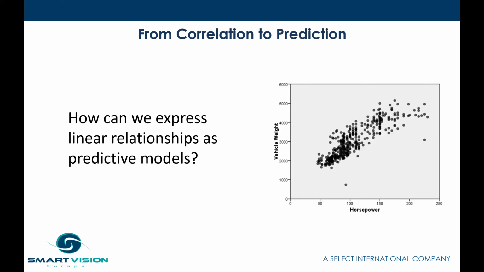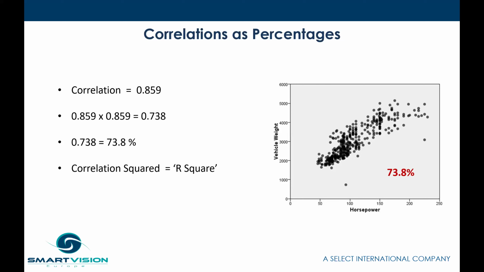So how can we express these linear relationships as models? How can we go from saying, all right, there's a 73.8% fit, this is a really good way to, using horsepower, predict the weight of the vehicle? I could do a very good job of that. If I wanted to create a little model or a little equation where I could feed in, say, the horsepower value, and it would give me what it estimated the vehicle weight was, or vice versa, feed in the vehicle weight and it would estimate the horsepower, what would that equation look like?